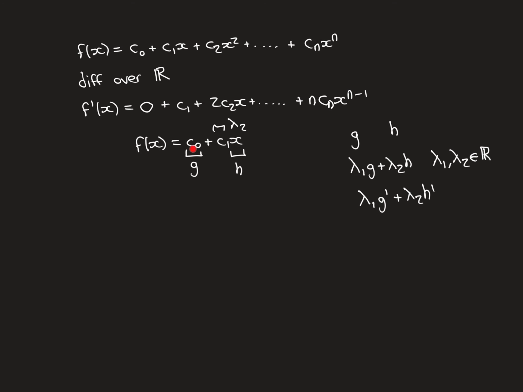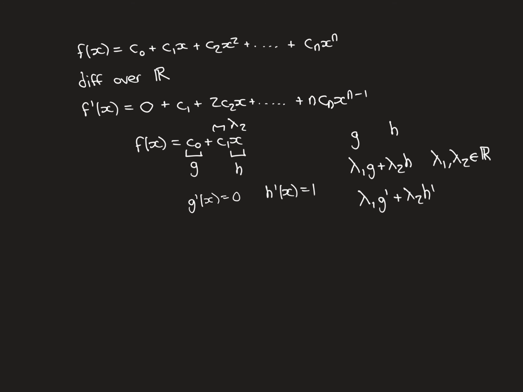So g is just a constant function then. We know that this is differentiable over the entire real line, and we know that its derivative everywhere is going to be equal to 0. H is just the function h of x is equal to x. We know it's going to be differentiable over the entire real line, and we know its derivative everywhere is going to equal 1. So because g and h are differentiable over the entire real line, you can then conclude that this linear combination of g and h is also going to be differentiable over the entire real line, i.e. this degree 1 polynomial is differentiable over the entire real line.